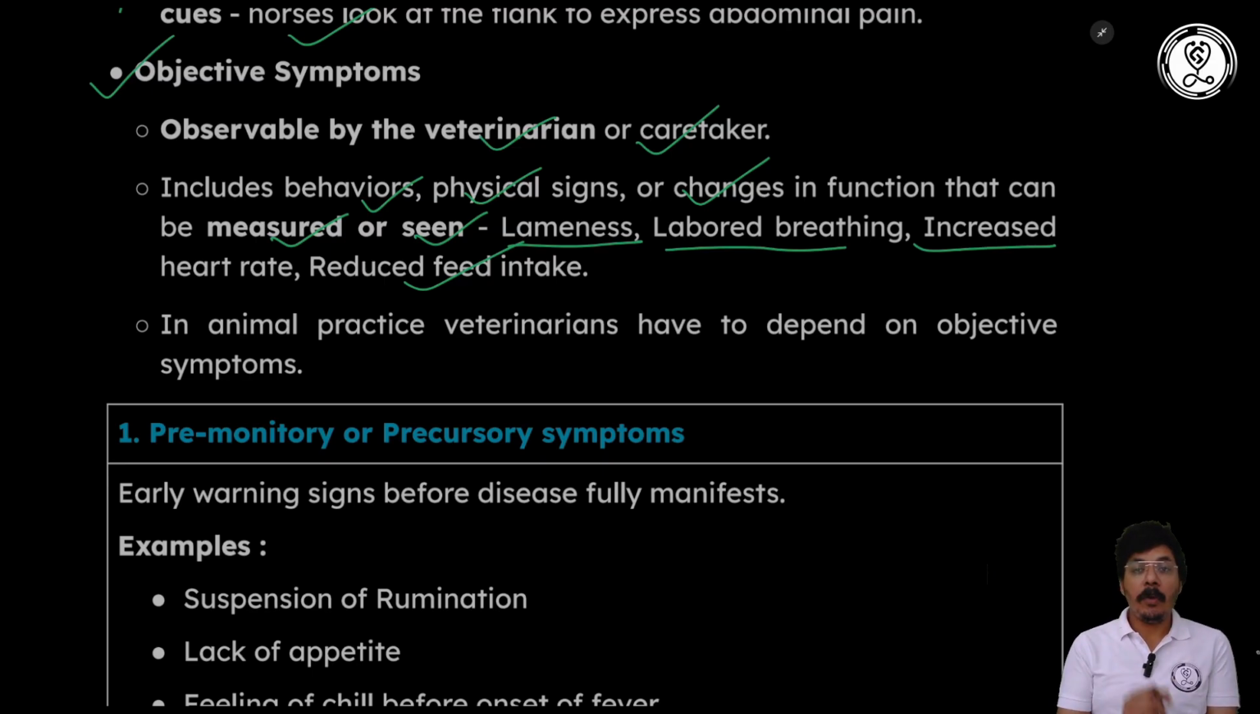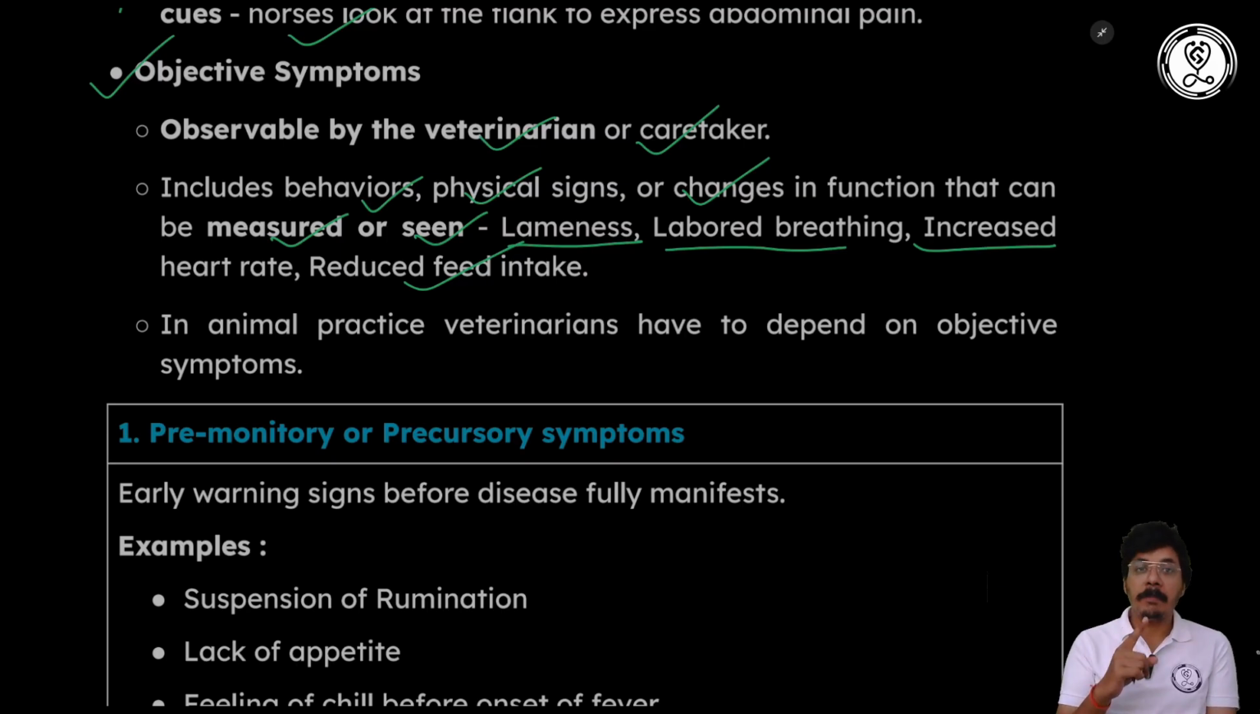So when we are talking about objective symptoms, we are talking about physical signs or changes in function that can be seen with your naked eyes or can be measured. Like what? The first one is lameness. If the animal is suffering from any sort of physical abnormality, it can be seen with your naked eyes. Labored breathing: respiratory issues can be accompanied by labored breathing, which can be observed by a veterinarian or a caretaker. Increased heart rate, that is tachycardia. Reduced feed intake can be noticed easily by a veterinarian or a caretaker.